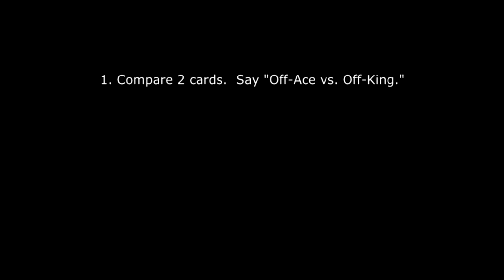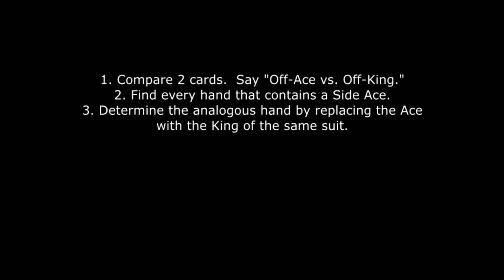Pick any 2 cards to compare, say side ace versus side king. Find every hand that contains a side ace. Determine the analogous hand by replacing the ace with a king of the same suit. See if the hand has been evaluated.